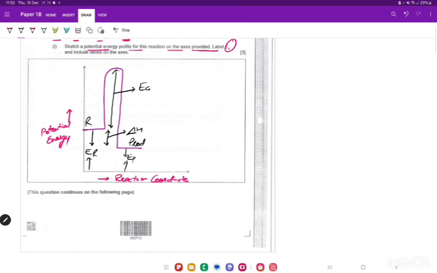In an exothermic reaction, the energy of product is less than energy of reactant. Delta H is the difference between reactant and product. This is energy of reactant, this is energy of product, and then activation energy.